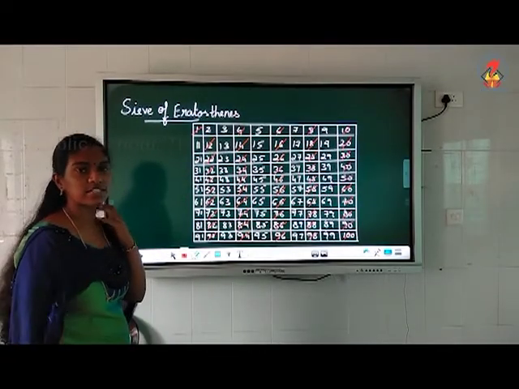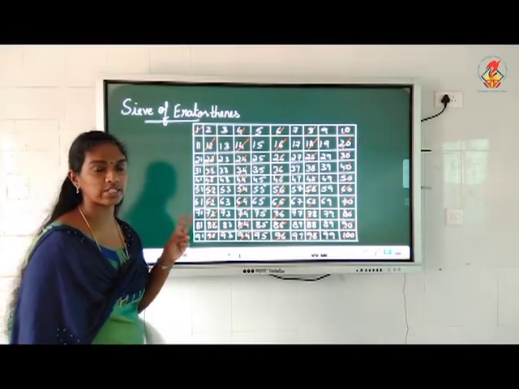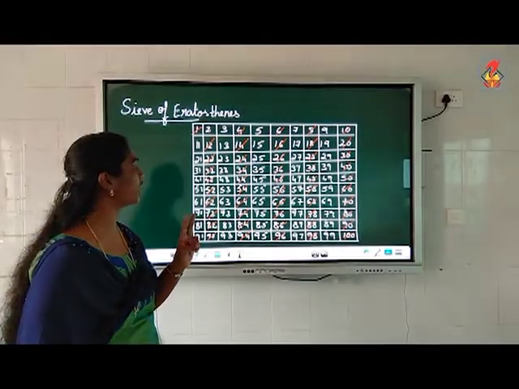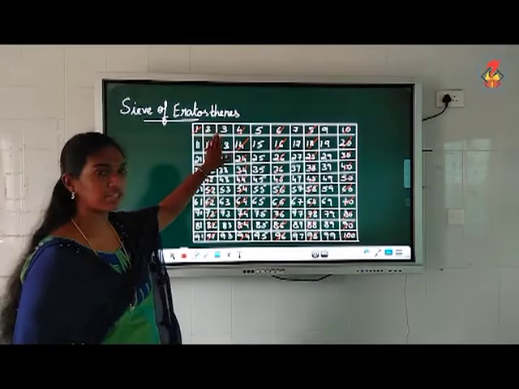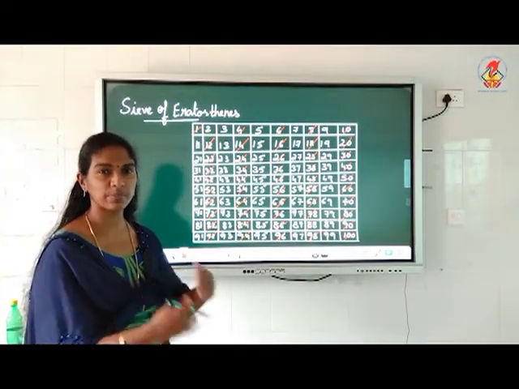Now, next 3. 3 is also a prime number, right? It has only 2 factors. 1 into 3 is 3. 3 has only 2 factors. So, leave 3, cross out all the multiples of 3. That is, just skip count 3.